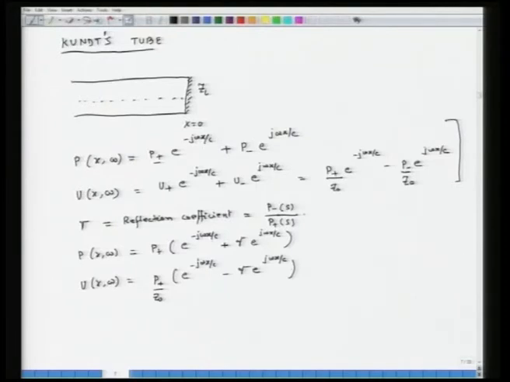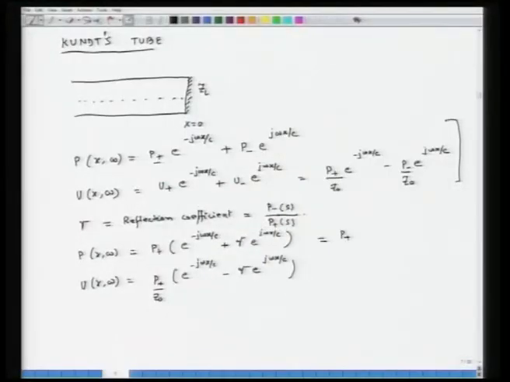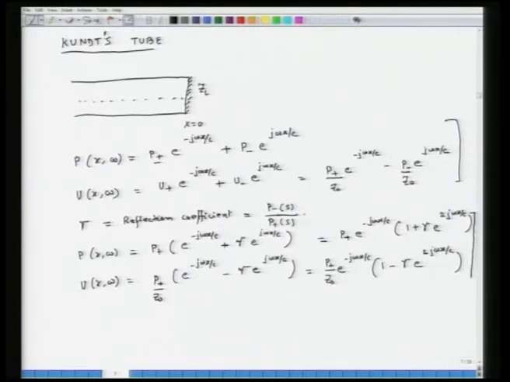So, now I take e^(-j omega x / c) out. I further rewrite this as p plus e^(-j omega x / c) times (1 plus gamma e^(2j omega x / c)), and here I get p plus over z naught e^(-j omega x / c), and then in the parenthesis I get (1 minus gamma e^(2j omega x / c)). So, this is my second set of equations.